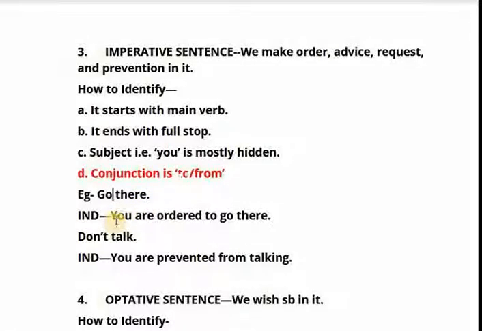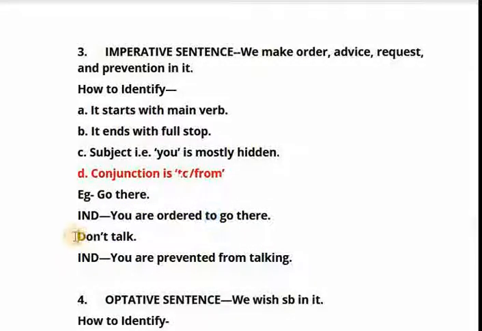So, how can you change it into indirect speech? Here is the example. You are ordered to go there. You are ordered to go there. The conjunction is to, which has been taken here. You are ordered to go there.